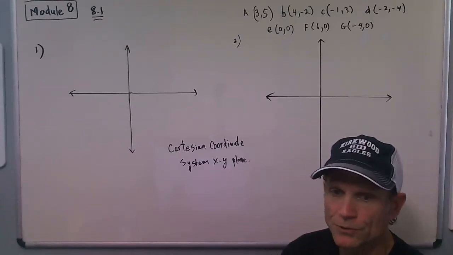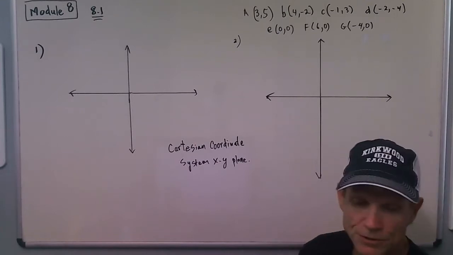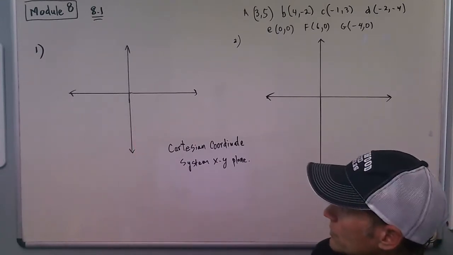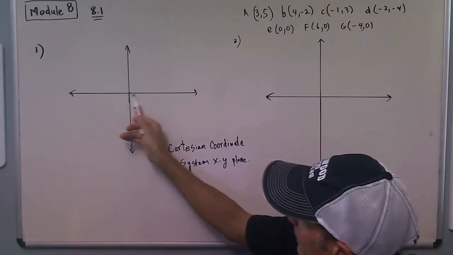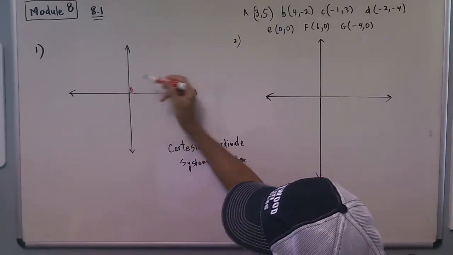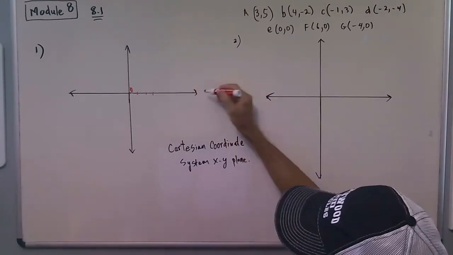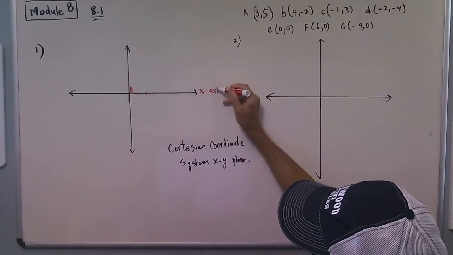Hello, we are going to take a look at section 8.1, the Cartesian coordinate system. First of all, we're going to talk a little bit about the Cartesian coordinate system, and what we have here is one number line, and we think about 0 being right here, and then 1, 2, 3, and the positive numbers coming out here. This is called the x-axis.